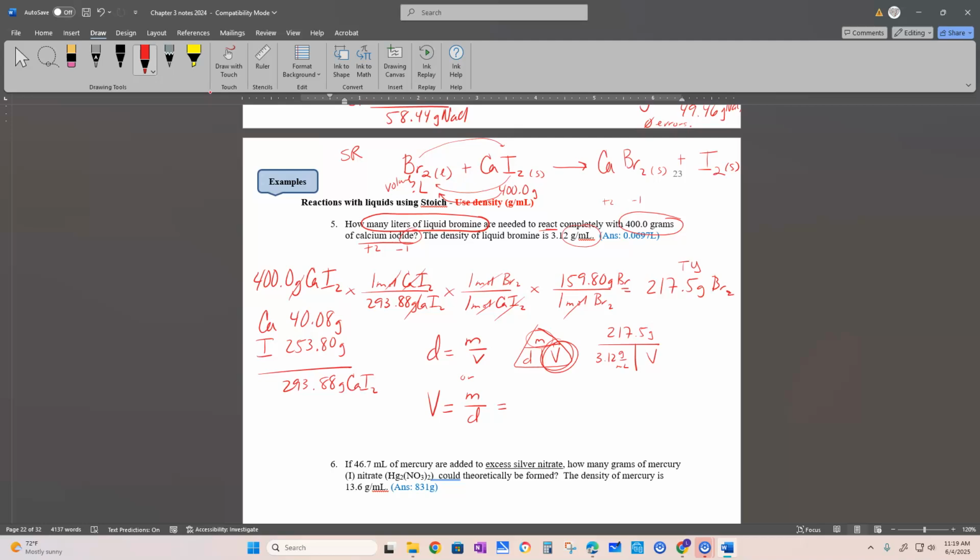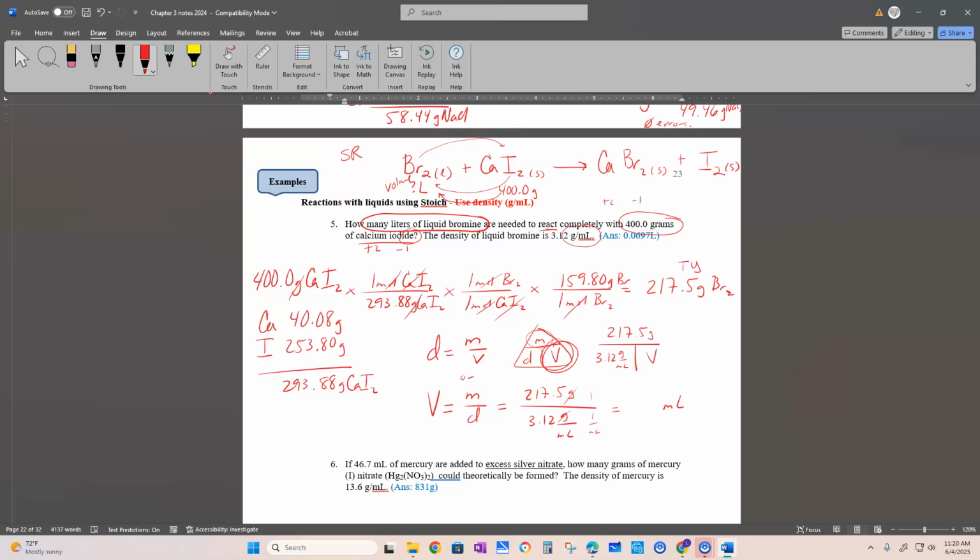What's the equation? So mass, 217.5 grams. The density, 3.12 grams per mils. Look at the units. Grams divided by grams are gone. And what is 1 over mils? Well, that's called a reciprocal. And there's mils. Okay, we're not done yet. So let's plug this in. 217.5 divided by 3.12.